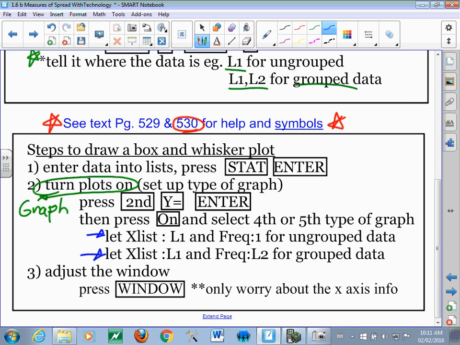Then in order to graph it, you might have to adjust your window by pressing window, and only worry about the x-axis information for the box and whisker. When we do scatter plots and other types of histograms, you might have to worry about your y-axis, but for a box and whisker plot, the only scale we use is the x-axis. All right, so let's go through an example, ladies and gentlemen.